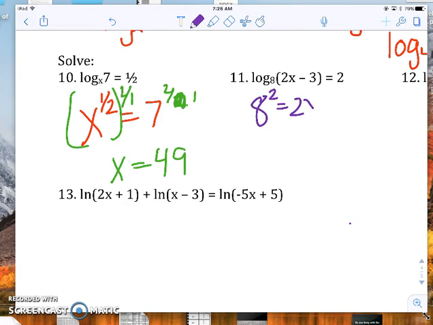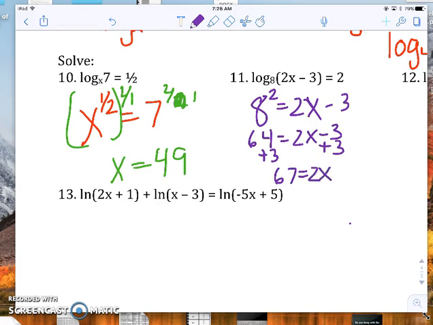So this next one, if we were to rewrite it, 8 squared equals 2x minus 3. Let's see. So we have 64 equals 2x minus 3. Add 3. So 67 equals 2x. So x equals 67 over 2.